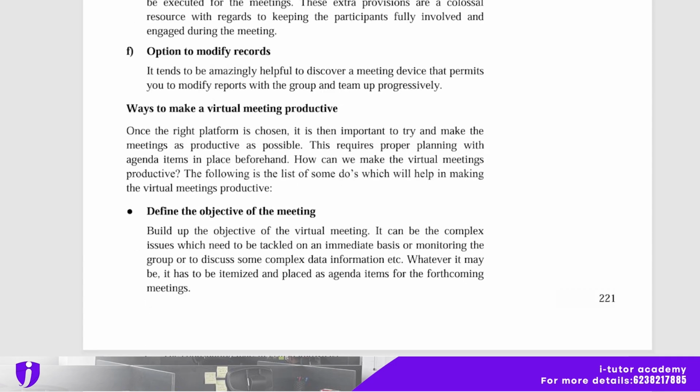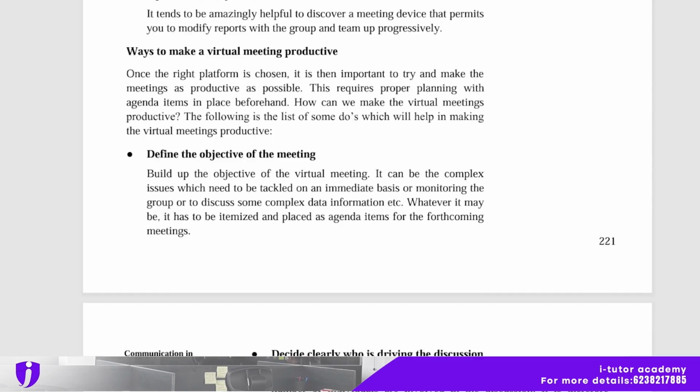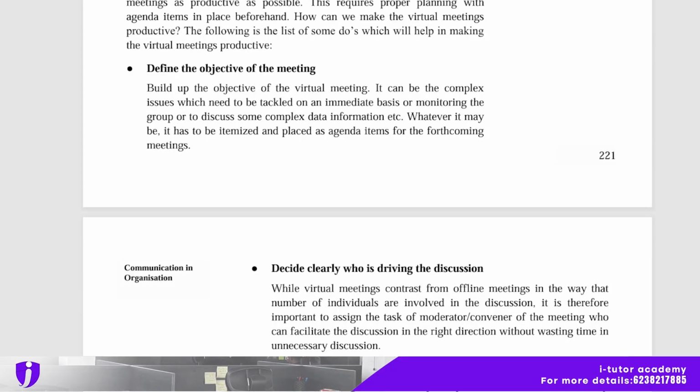Ways to make a virtual meeting productive. Once the right platform is chosen, it is then important to try and make the meeting as productive as possible and define the objective of the meeting. Build up the objective of the virtual meeting. It can be a complex issue which needs to be tackled on an immediate basis, or monitoring the group, or to discuss some complex data information, etc. Whatever it may be, it has to be itemized and placed as an agenda item for the forthcoming meeting.